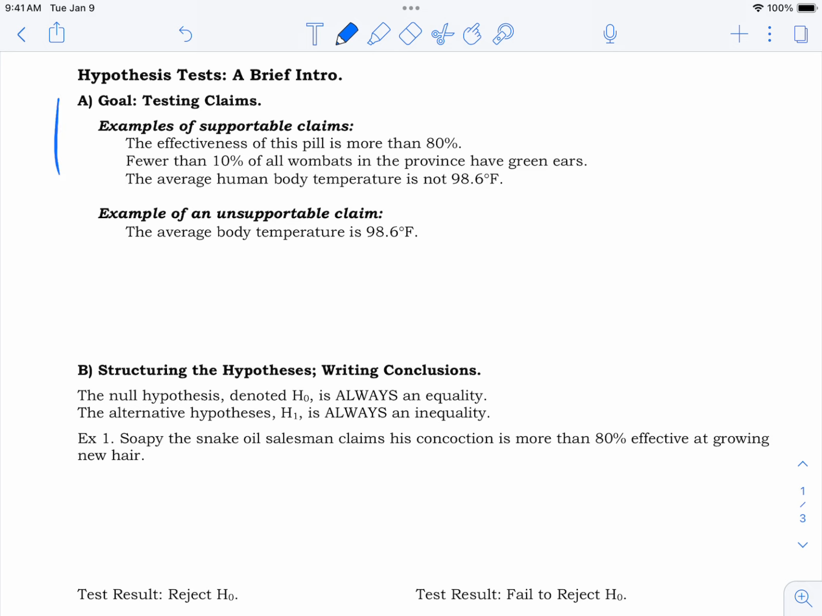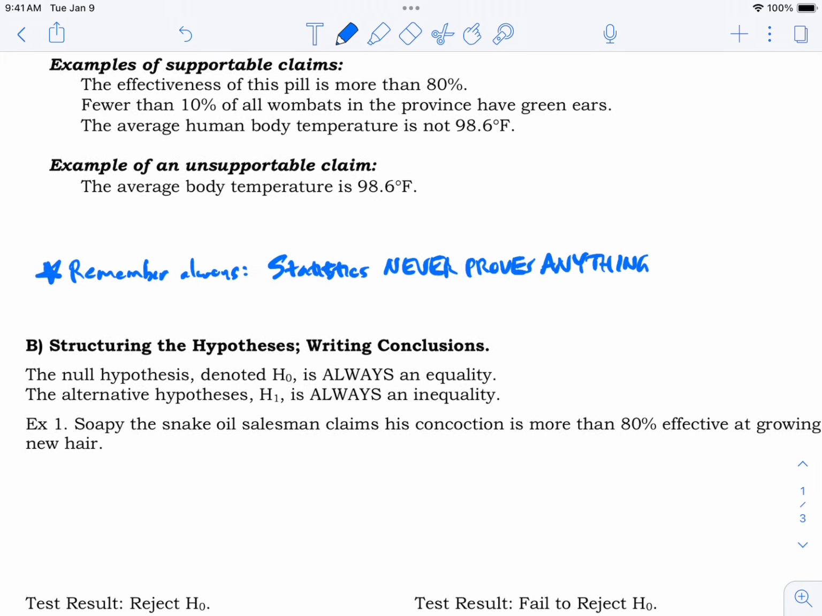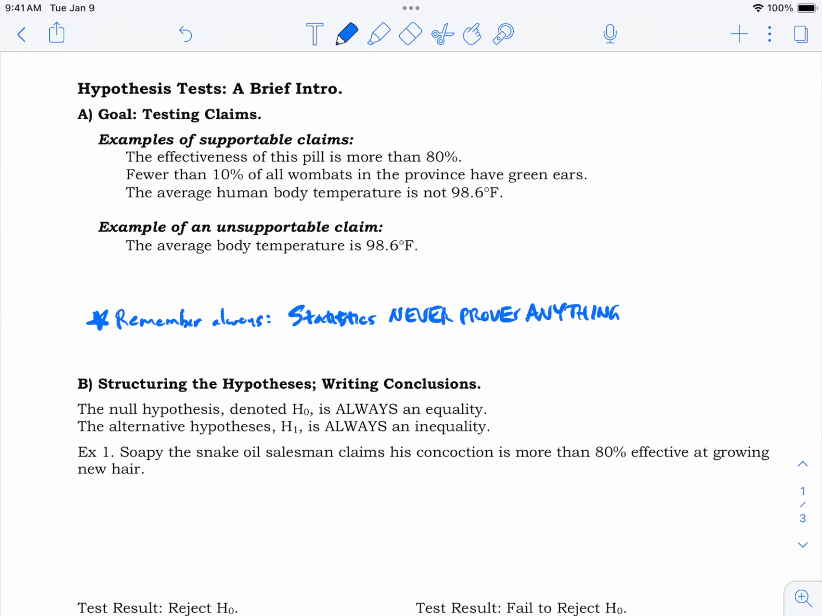First, it's good to be aware of what kinds of claims can be proved or not. Wait, I should not have said that, because hopefully you remember this came up earlier. So I'm going to say remember always, just in case you're not remembering now. Statistics never proves anything. Never use the word prove, or this proves this, in writing your conclusions to your hypothesis tests.